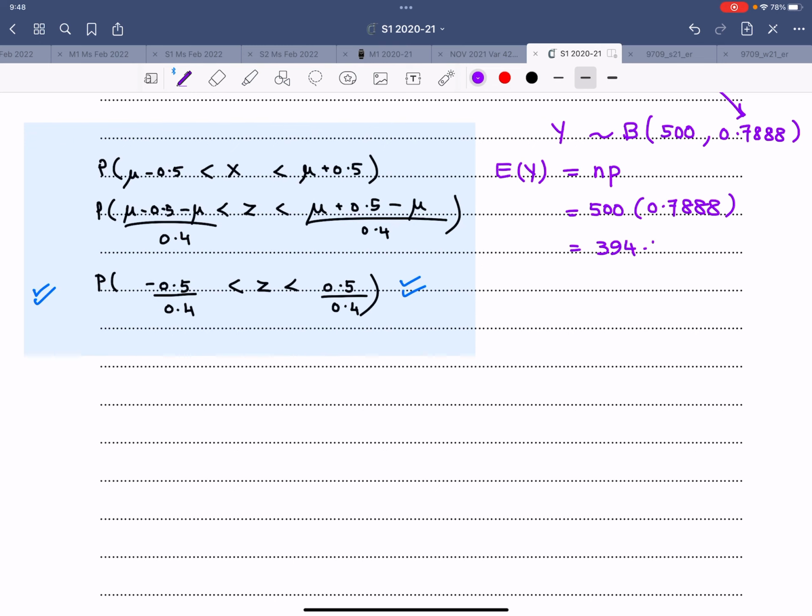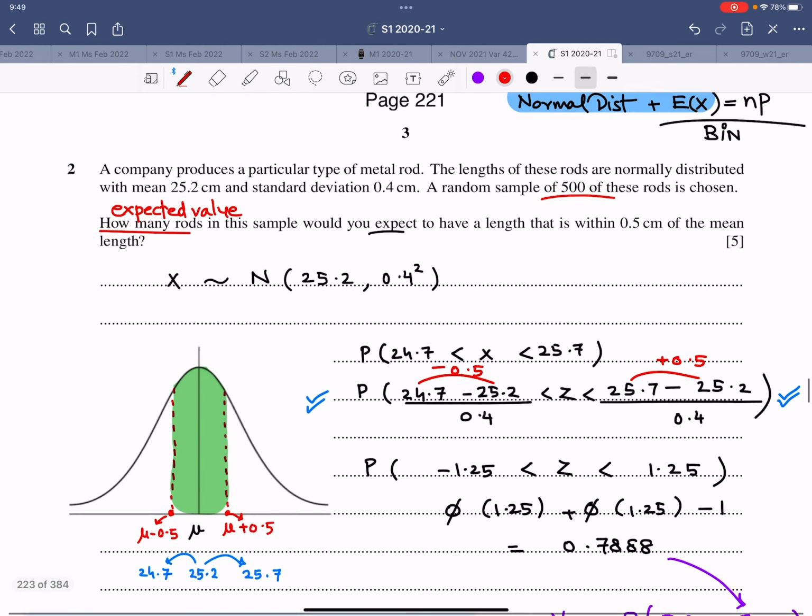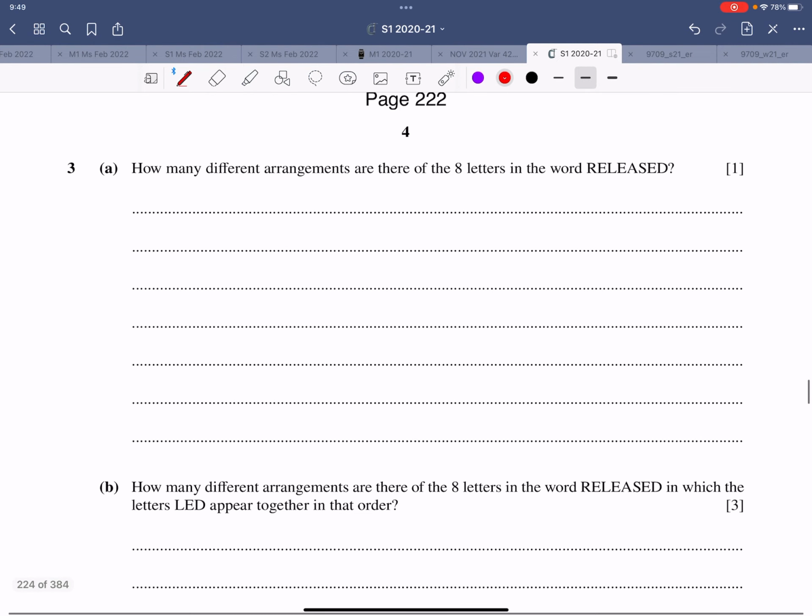Both answers are acceptable because you're not going to break a rod. 394 is also acceptable, 395 is also acceptable, because the rods have to be in integer. The answer has to be in integer. So that is the working for question number 2. Let's move to question number 3.